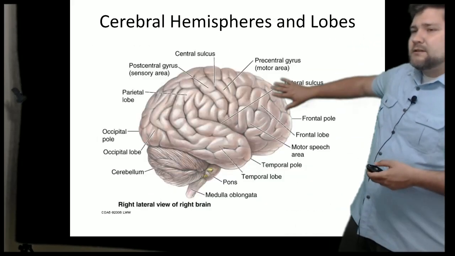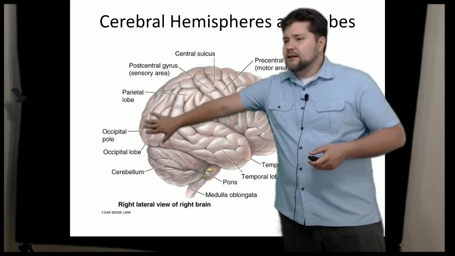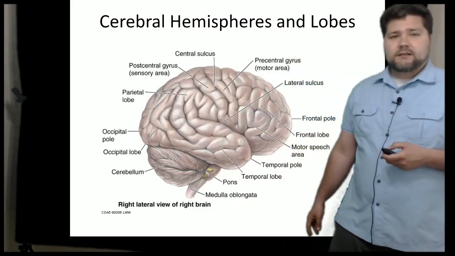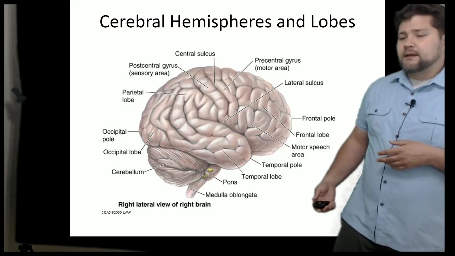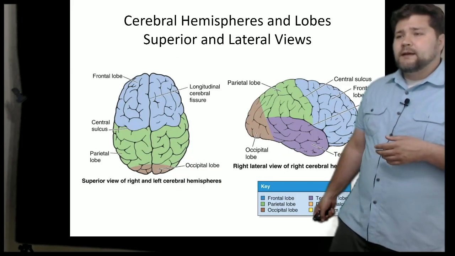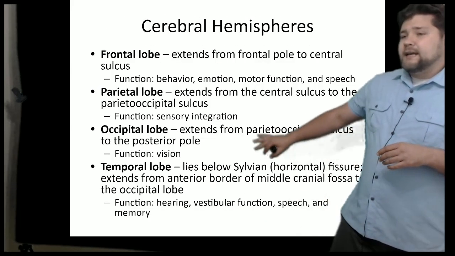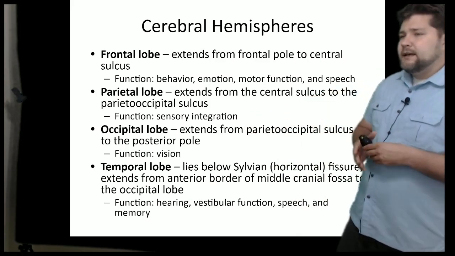The occipital lobe is going to be everything in the posterior aspect here, and that's predominantly for vision. So all our visionary neurons are coming from the occipital lobe. Oops, going a little bit too far. And then finally our temporal lobe. So this is of the four main ones.